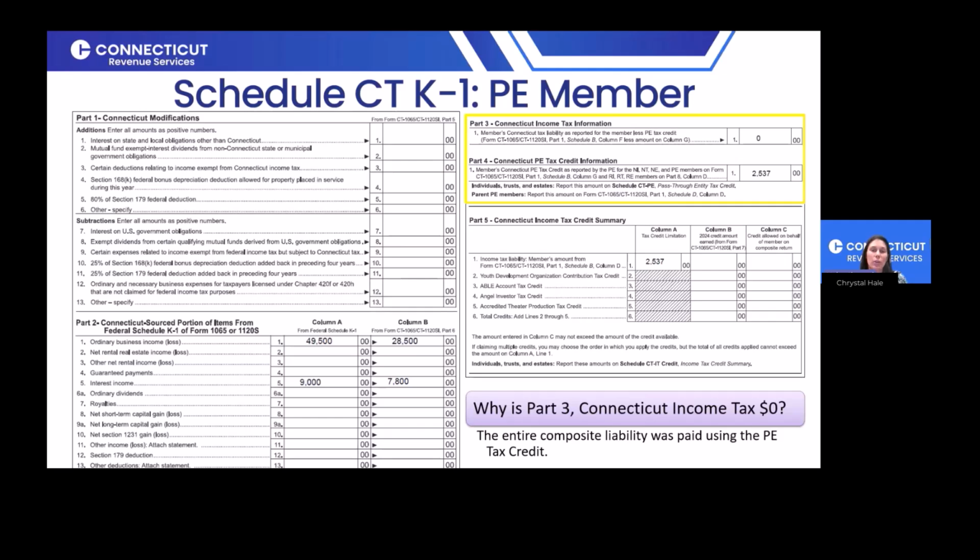And as you can see, the calculation in the composite section, part 3, is the total amount from part 1 Schedule B less the pass-through entity tax credit that was distributed to that member.